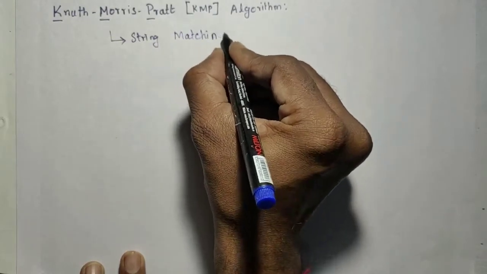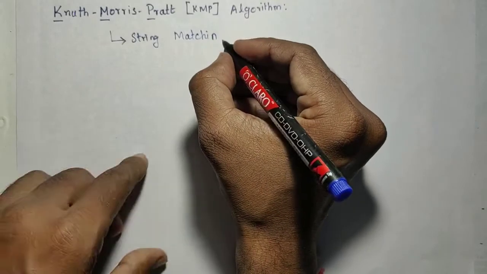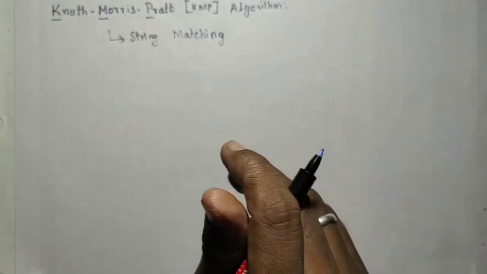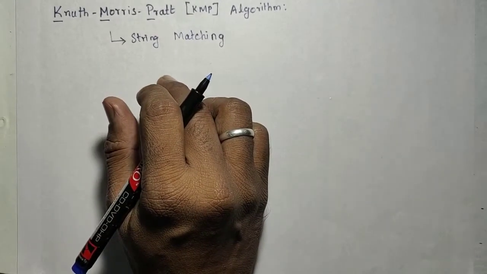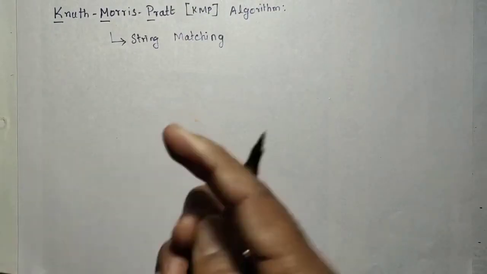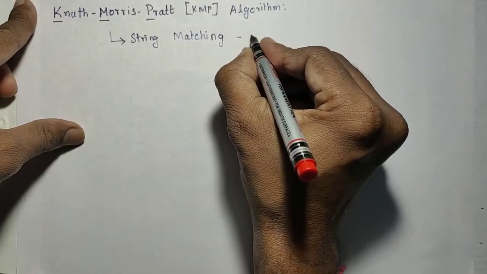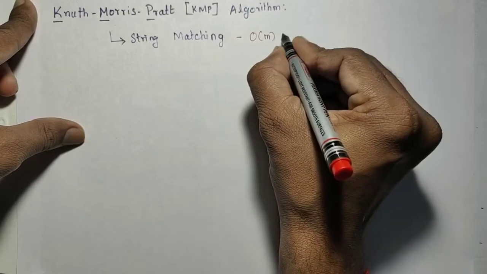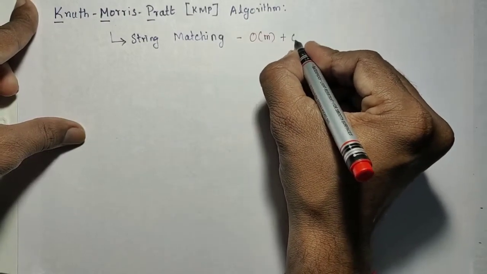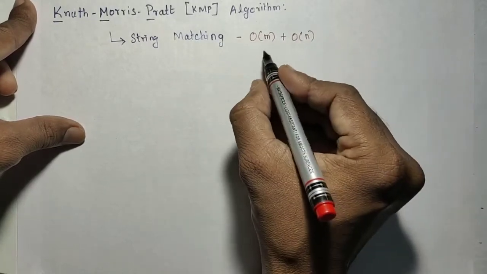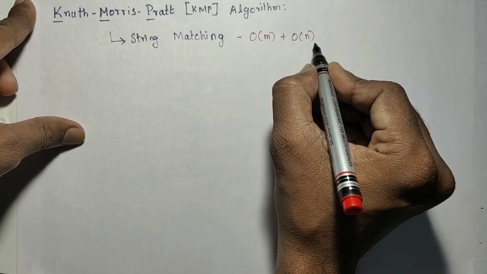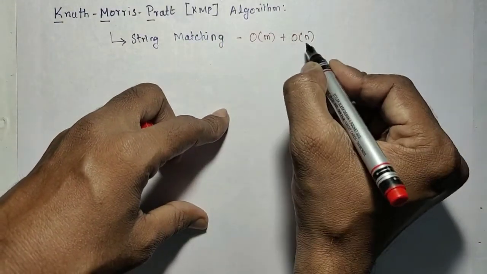But the complexity, when you compare it to the previous algorithms, the naive string matching algorithm and the Rabin-Karp algorithm, will be O of M plus O of N. O of M for the pre-processing, O of N for the searching time. So we have reduced the searching time now.